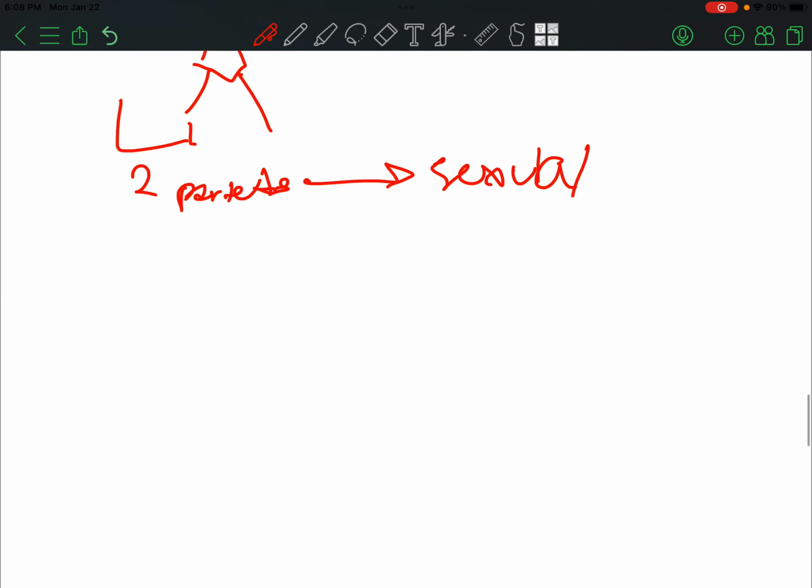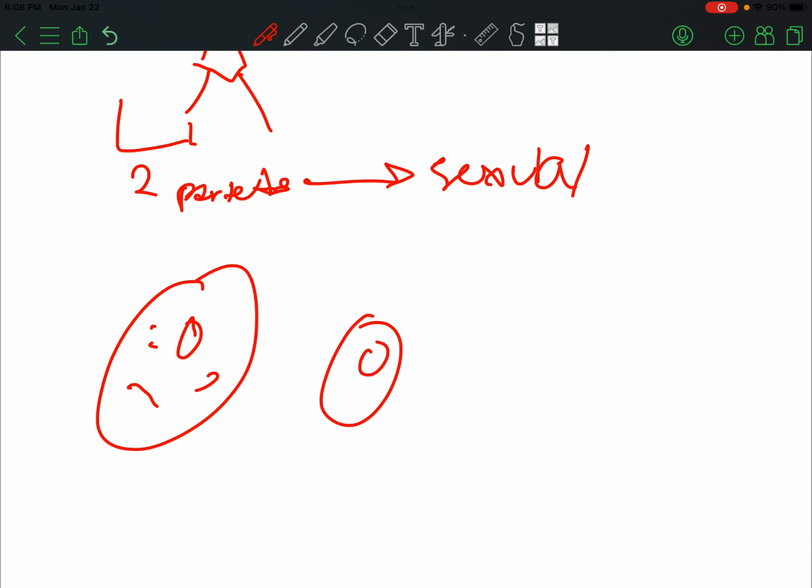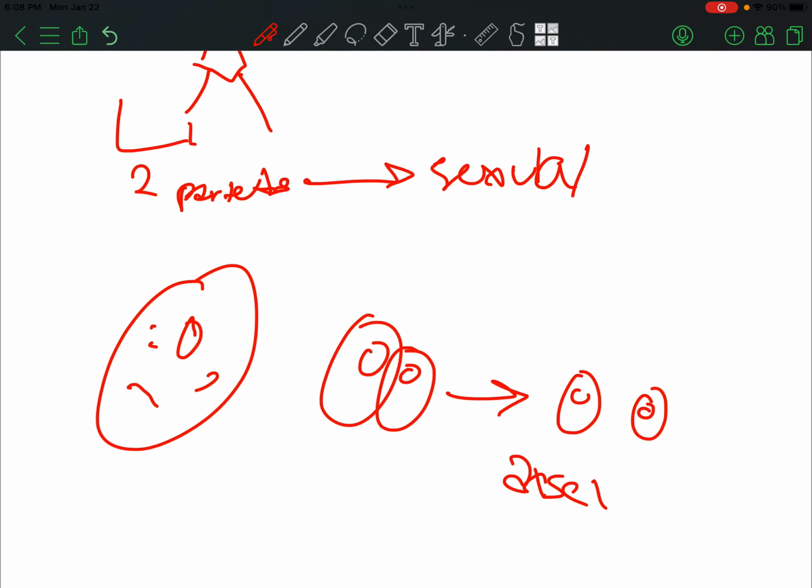Now, asexual is where you take one cell, let's say this is bacteria, and they duplicate, so it's almost like they just make a duplicate of themselves. That's asexual. There's no second guy to help you. But they just duplicate themselves.